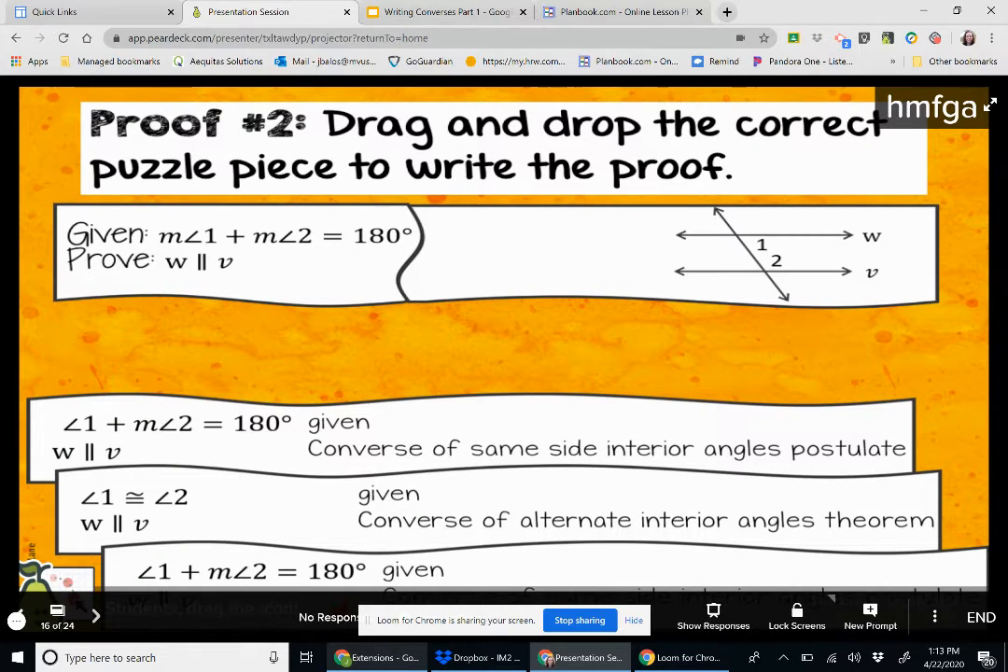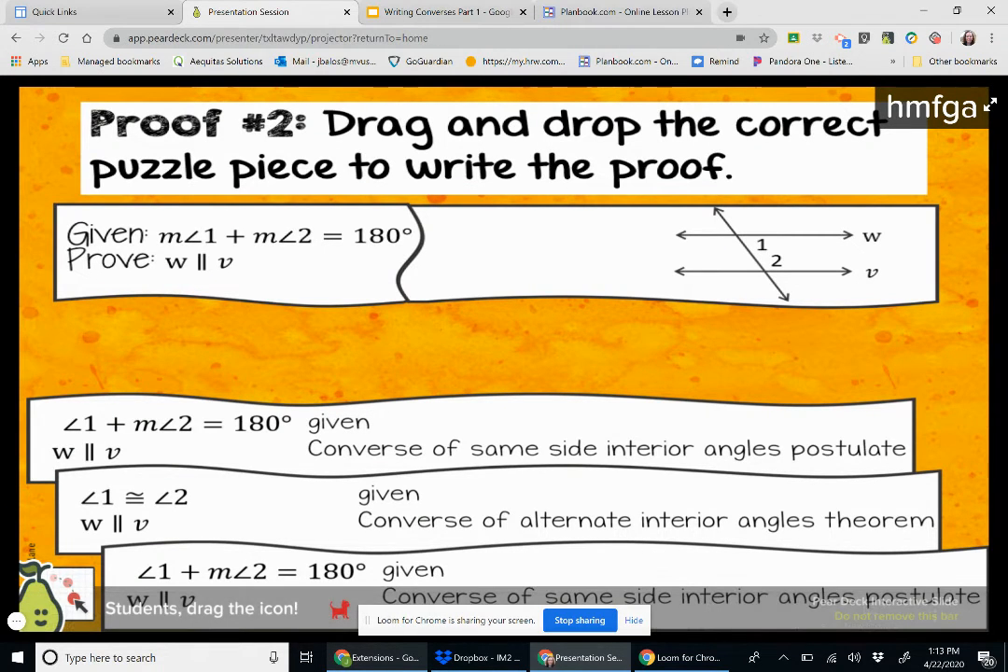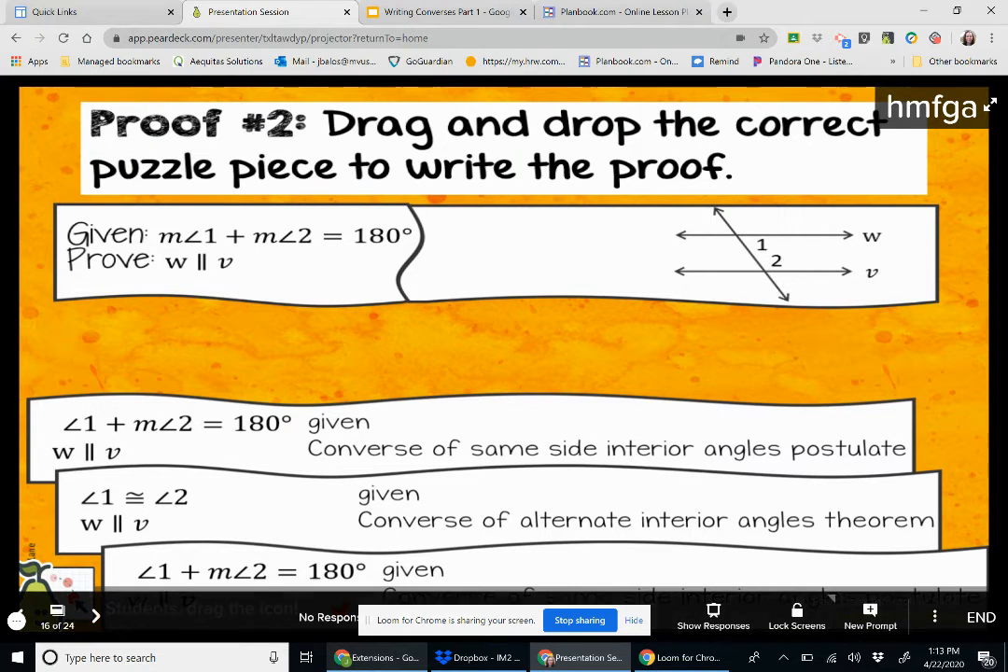For this one, look at angle 1 and 2 again. These two angles are in between the two lines, so they're interior. They're on the same side of the transversal, so it's same side interior angles. So which theorem are we going to use? We're going to use the converse of the same side interior angle theorem.